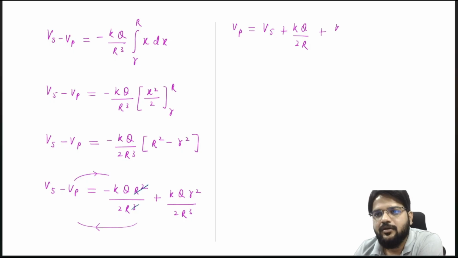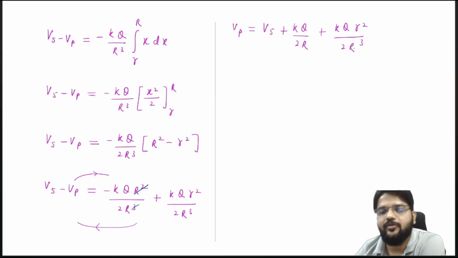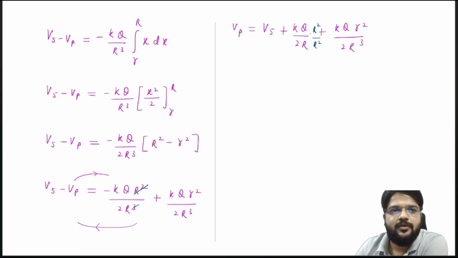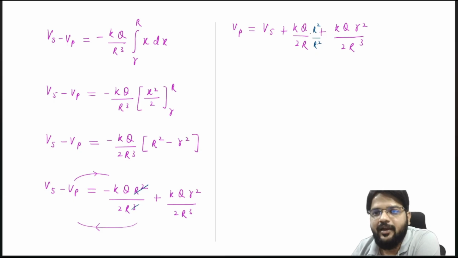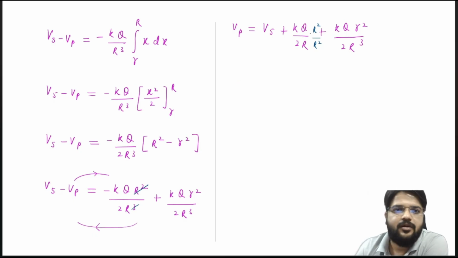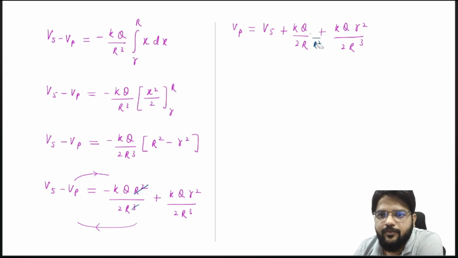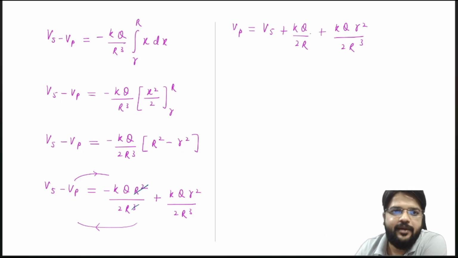plus KQ R square by 2RQ. Now the next thing is what here? Multiply R square in the numerator and divide with R square. So if we will multiply and divide with R square, then next what we will get? Before multiplying, do one thing, everyone.